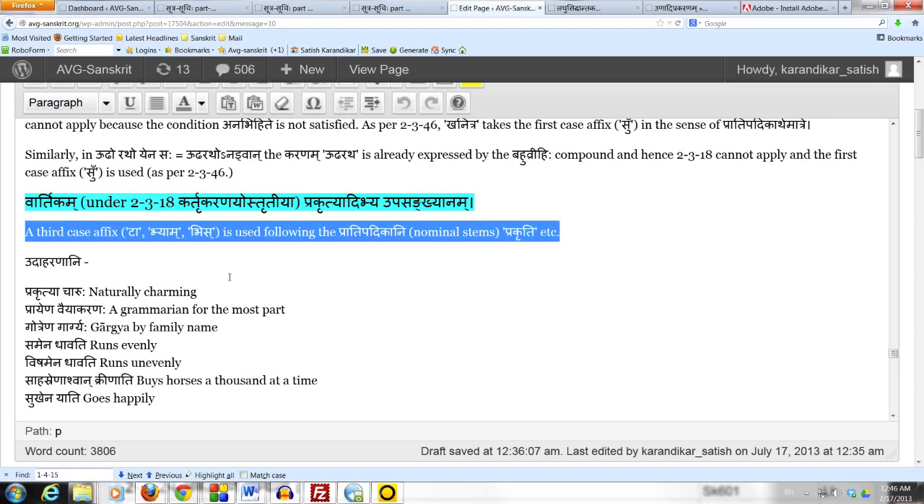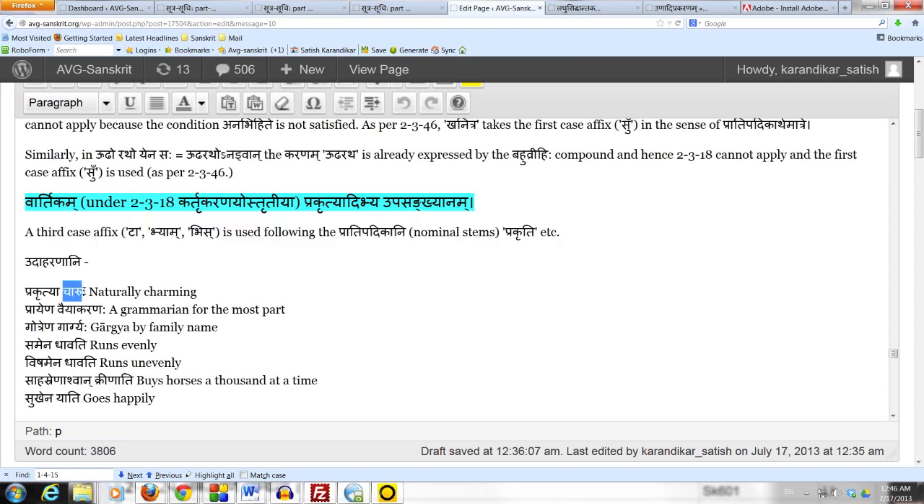Let's look at some examples here. Prakritya charuhu. Charuhu means charming, same as in English. So Prakritya charuhu means someone is charming by nature, naturally charming. So Prakritya is an attribute which is characterizing charuhu. Someone is charming, and that charming is characterized by the attribute Prakritya, by nature.